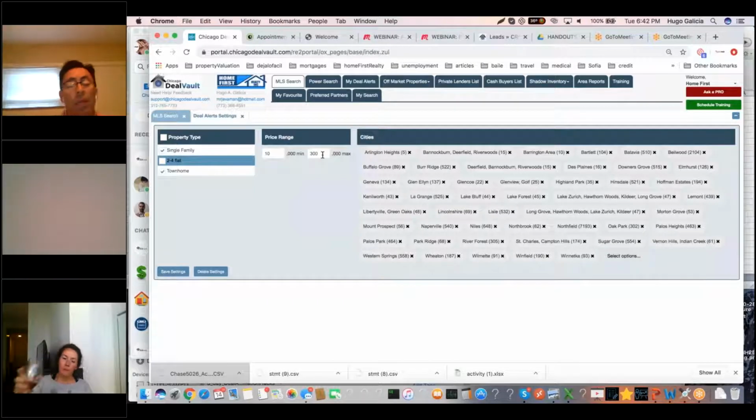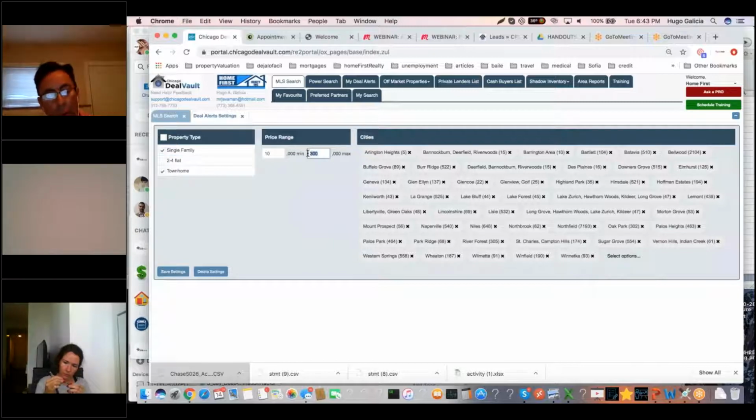Okay, so but in MLS properties, we're gonna go a little bit higher. I'm gonna tell you why. The reason why is because some of these properties may have already been rehabbed, but you can still get them at a great deal. Okay, because probably they've been on the market for way too long, but they don't need much work. So you can go a little bit higher on the MLS. Okay, so typically we would go as high as 250,000.